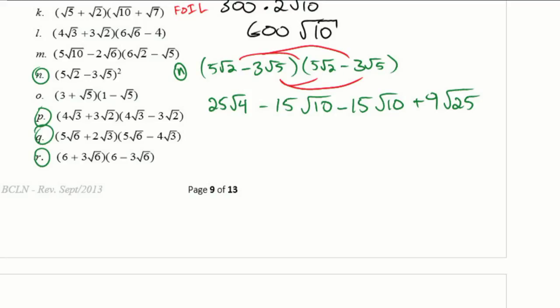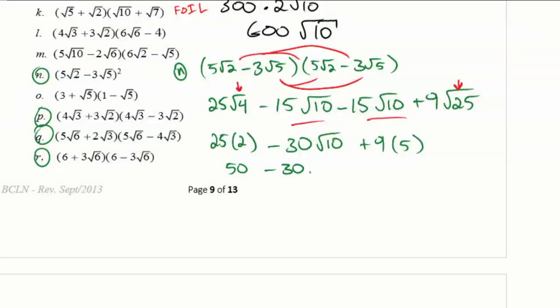All right, now I look and I see that I have a perfect square here, I have a perfect square here, and then I have some like terms I can combine. There's no perfect squares that go into 10, so I can't simplify that any further, so I'm just going to combine those together. So 25 square root of 4 is 2. I'm going to add these negative 15 and negative 15 to give me negative 30 root 10s. And then 9 times the square root of 25 is 5. So 50 minus 30 root 10, 9 and 5 is 45. Combine my like terms again, the 50 and the 45 gives me 95 minus 30 root 10.